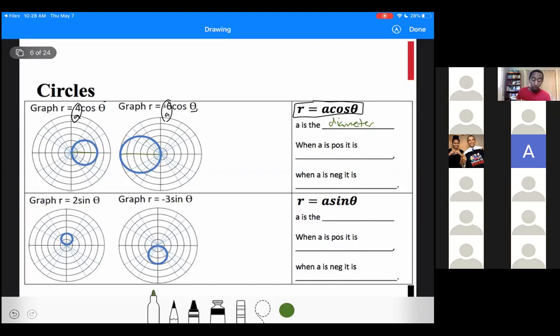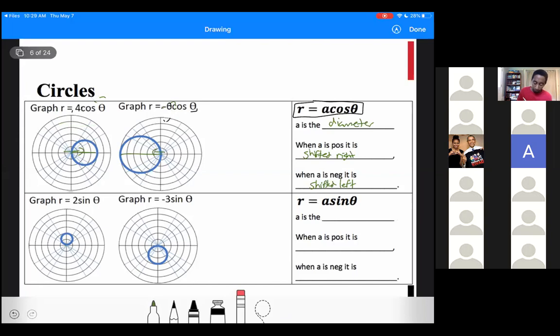And then when a is positive, like in this first case here, then it's going to be shifted to the right. When a is negative, like in this case here, it's going to be shifted to the left. Okay. That's creating a circle. Whenever you have r equals a times cosine of theta, and you graph that in the polar, it's going to create a circle there. Okay.